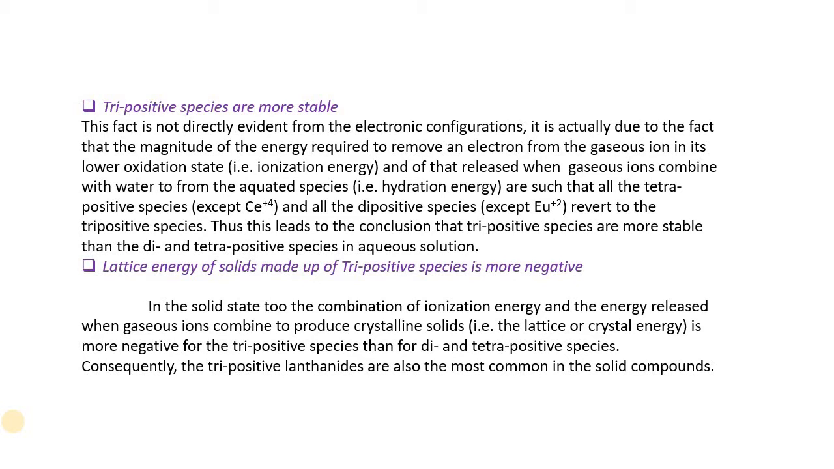It means low ionization energy, that is, removal of an electron from the valence shell of a species, and more negative value of lattice energy. When these two parameters combine, then the species will become more stable. These two values favor the tripositive species as compared to di and tetrapositive species. So consequently, we can say that tripositive lanthanide ions are more stable in solid compounds.